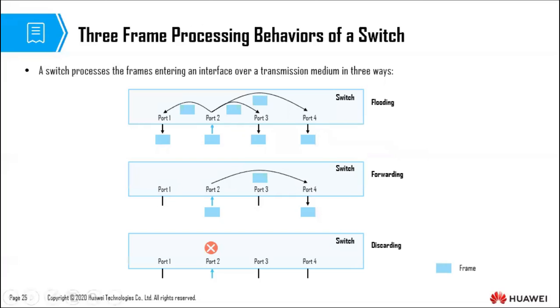So a switch can do one of 3 things to a frame that it receives. The very first thing it can do is flooding. A switch will flood frames in one of 2 instances. The first one is if it's a broadcast. Are we together?